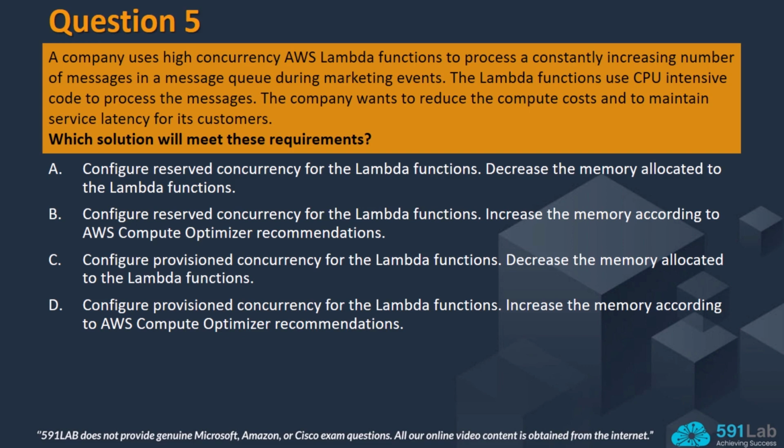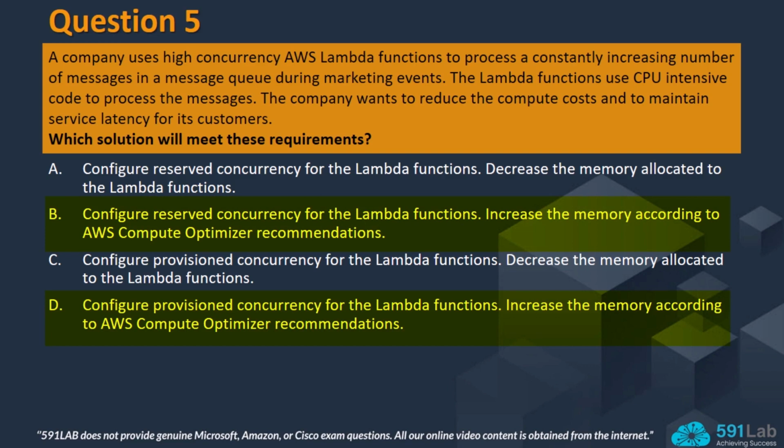Option D. Configure provisioned concurrency for the Lambda functions, increase the memory according to the AWS Compute Optimizer recommendation. While provisioned concurrency can help maintain a set number of concurrent executions, increasing memory is likely to improve the performance of CPU-intensive tasks. The choice between option B and option D might depend on specific details of the workload, the nature of the CPU-intensive task, and any observed performance improvements.